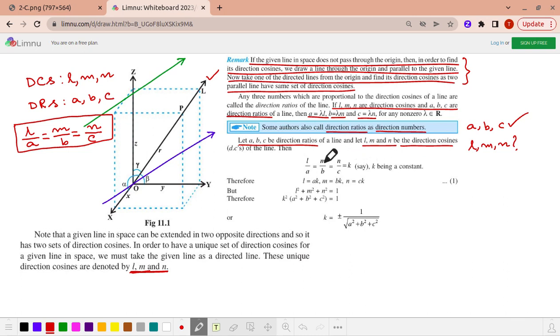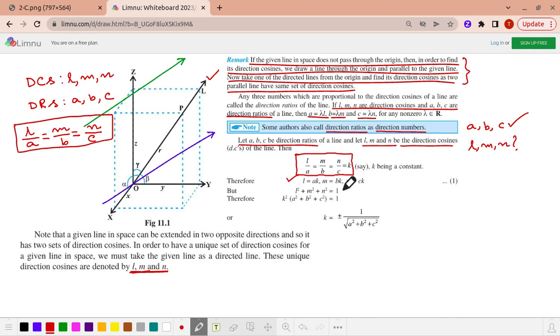So we can assume that L by A equal to M by B equal to N by C is equal to K, where K is a real constant. So from there what we will get? L equal to A into K, M equal to B into K, and N equal to C into K.